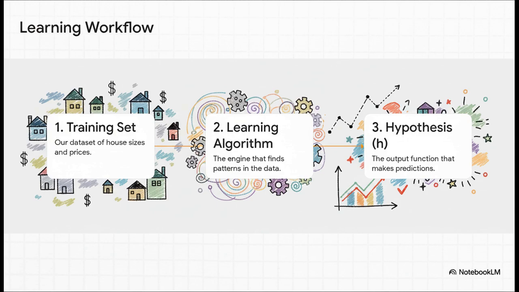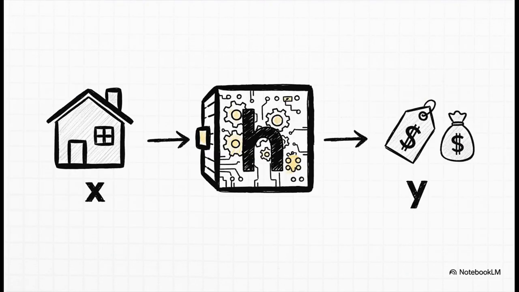And we usually write it as a lowercase h. And the job of this hypothesis, this h, is super straightforward. It's a function that takes a brand new input, x, like our friend's 1,250 square foot house, and it maps it to an output, y, which is our estimated price. This hypothesis, this is the whole point. It's the finished product of the entire learning process.